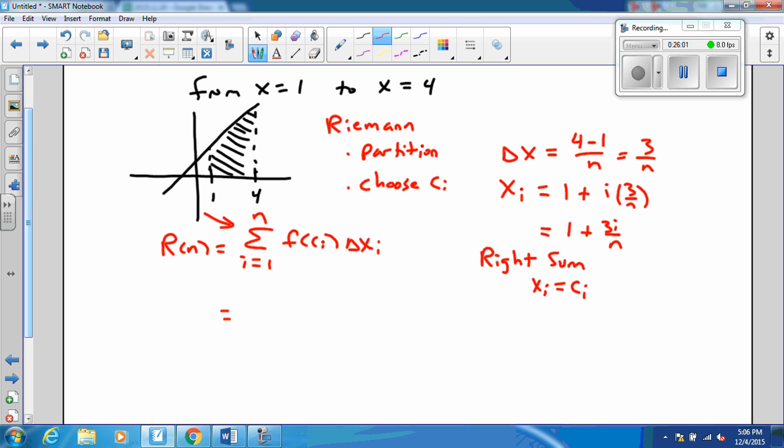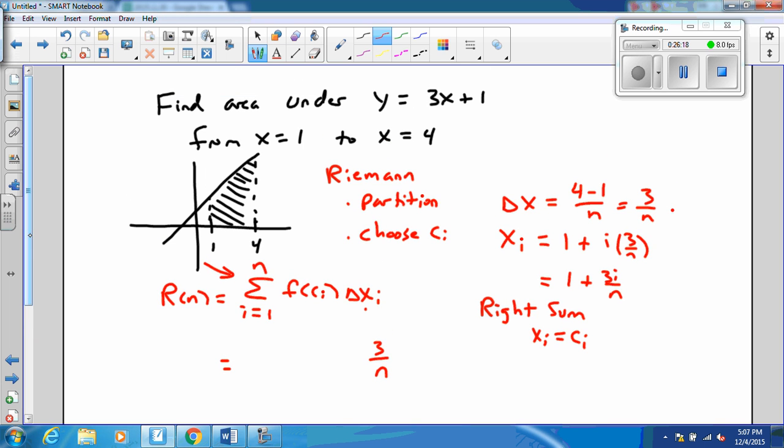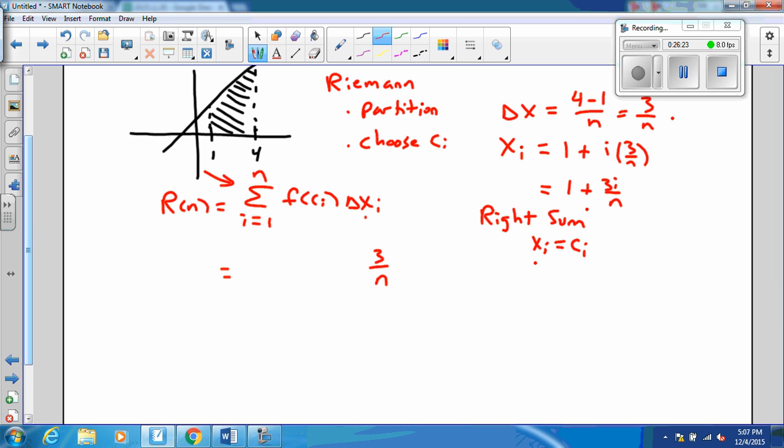So that I can now construct the Riemann sum. R of n is going to be the sum from i equals 1 to n of f of ci delta xi. I strongly recommend writing out this form because the more you write it, the more it will become ingrained in your consciousness, and then it's just a matter of substituting in. The delta xi we already have, that's equal to 3 over n. The f of ci we can compute because we have f of x, which is 3x plus 1, and that's going to be evaluated at xi, which is 1 plus 3i over n.